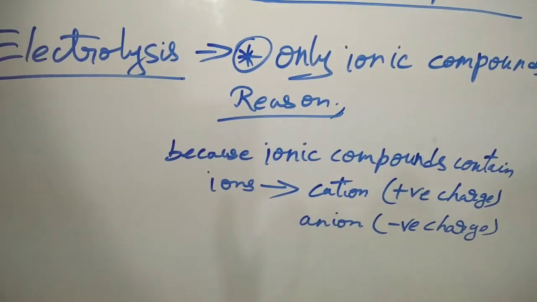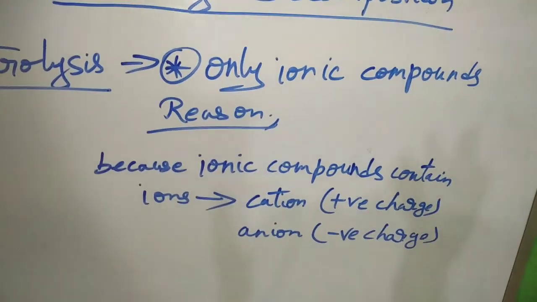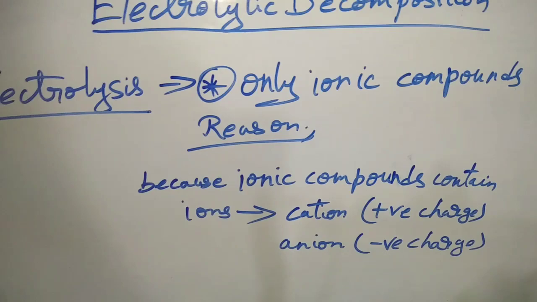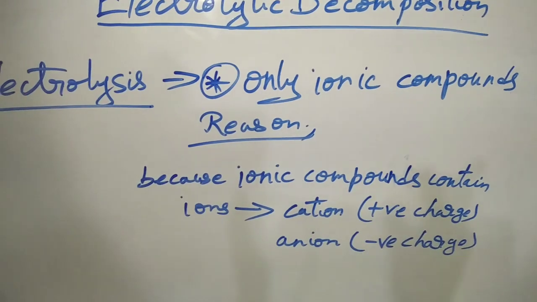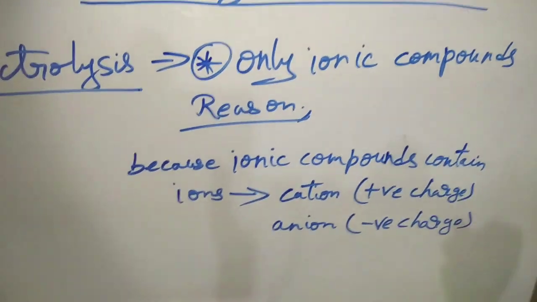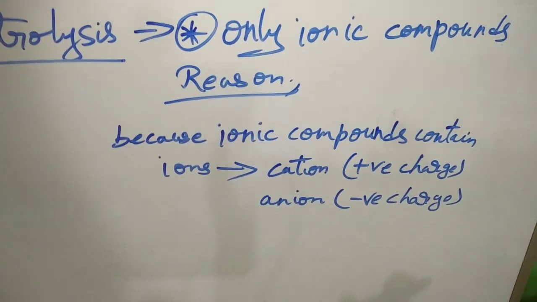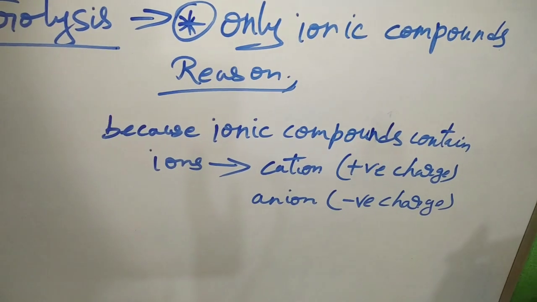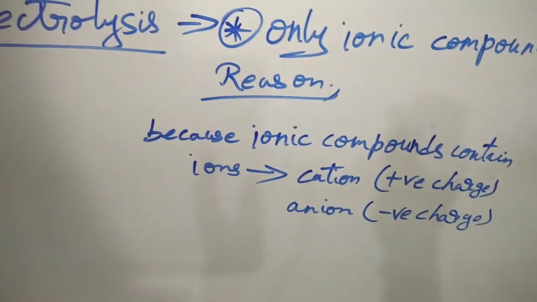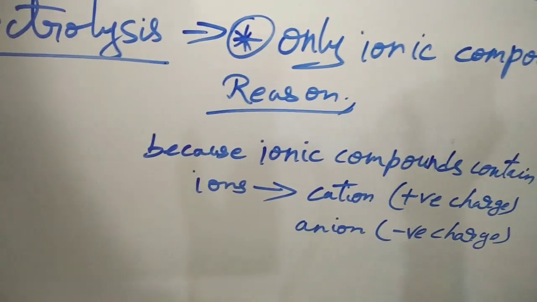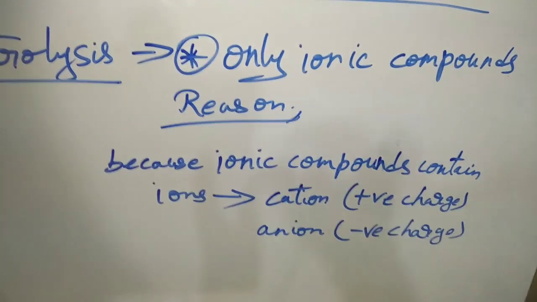Yes students, it might come that why electrolysis is carried out only with ionic compounds. That time you should answer that because ionic compounds contain ions, that is cations with positive charge and anions with negative charge, and these ions carry the electricity. Due to the presence of ions only, electricity can pass through ionic compounds and electrolysis is carried out. Okay students?